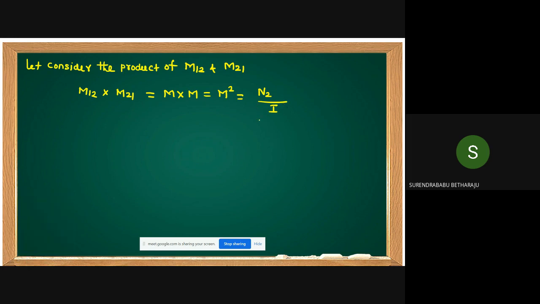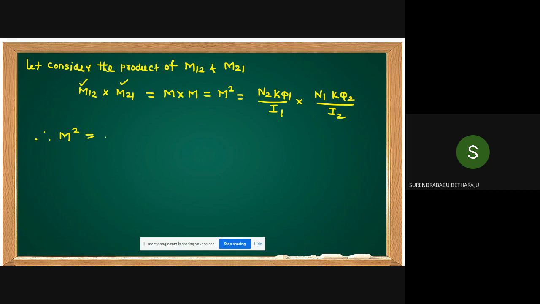N2 into, this is from equation 1, K into pi 1 by I1, into N1 into K into pi 2 by I2. Then from this one, what is M square equal to? M12 and M21, I have already given the expression. That expression I am writing here.